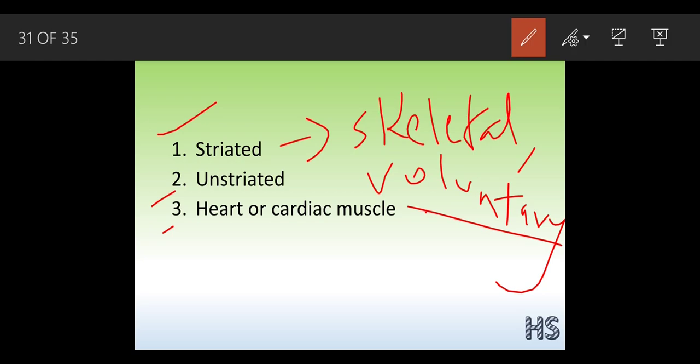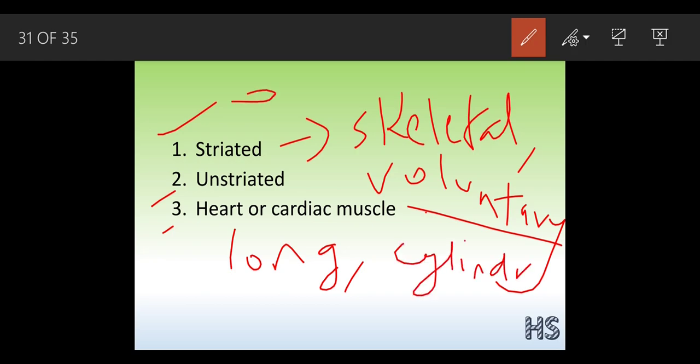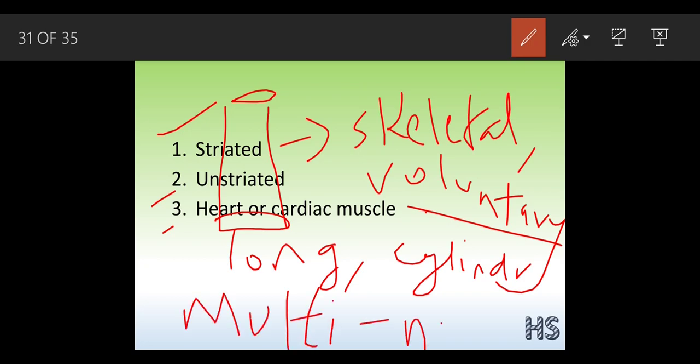These striated muscles are long, and they are cylindrical in shape. Cylindrical means like this. Okay, and they are multinucleated. What do you mean by multinucleated? Multicellular you have heard. Multinucleated is the same, only many nuclei. There are many nuclei present.